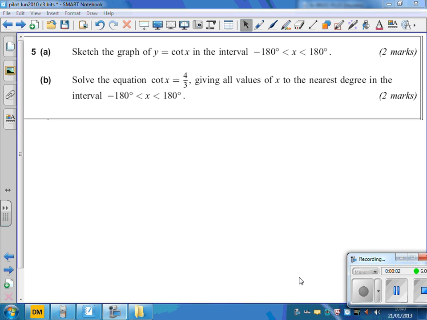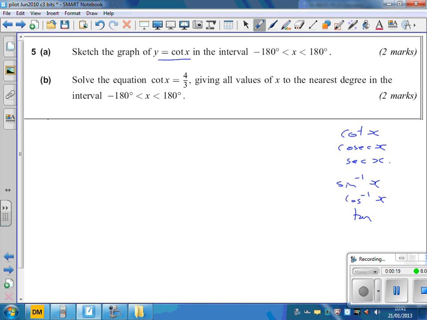Question 5 of this June 2010 pilot paper asks us to draw a cot graph. Remember, you've got 6 graphs to try and learn. Make sure you've got all of those now. You've got the cot x, you've got the cosec x, you've got the sec x, and also you really should be able to draw the inverse sine, the inverse cos, and the inverse tan. Make sure you can draw all of those graphs before your exam.